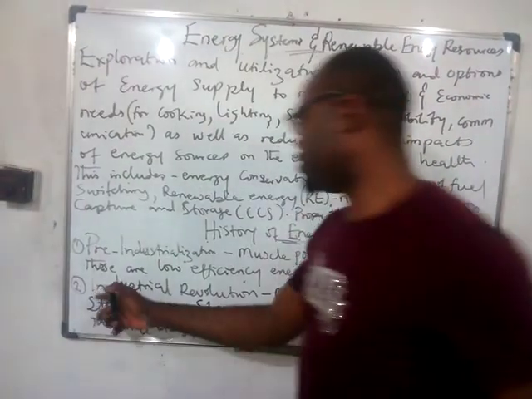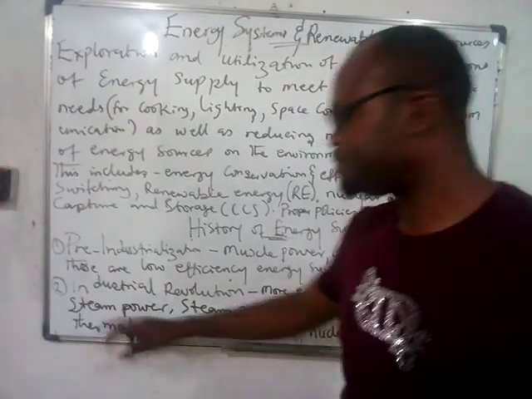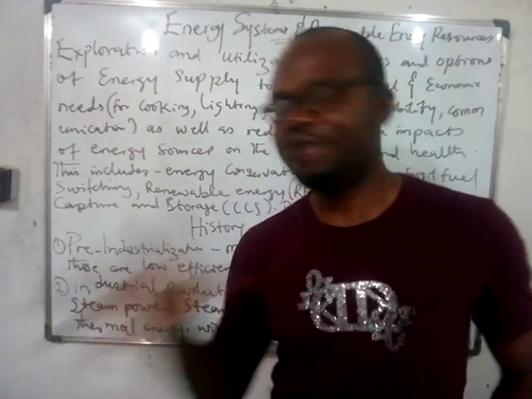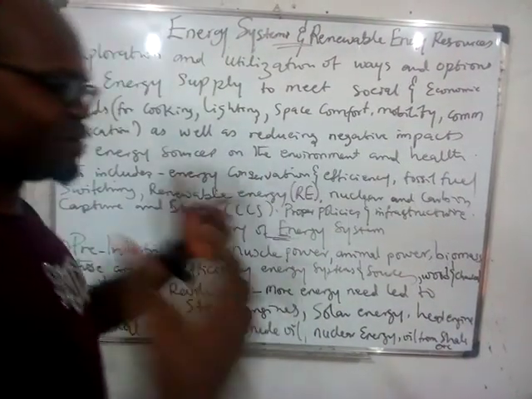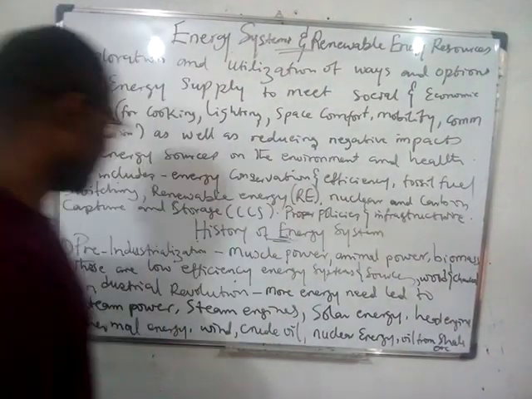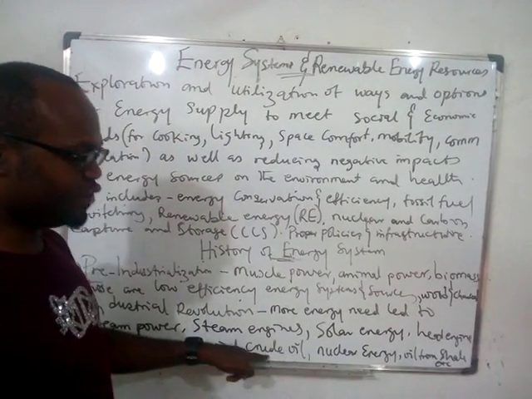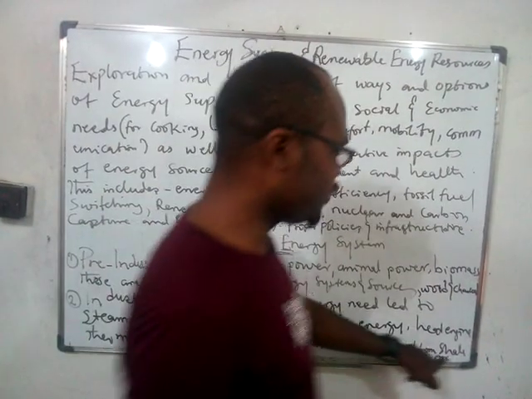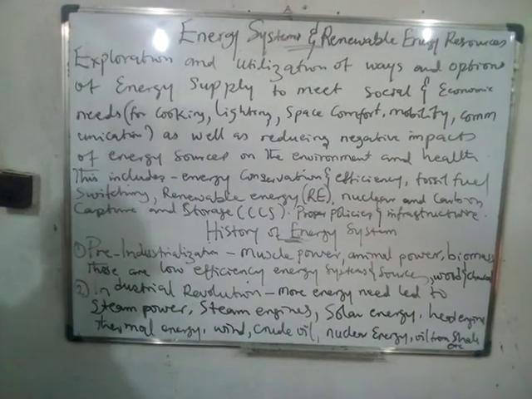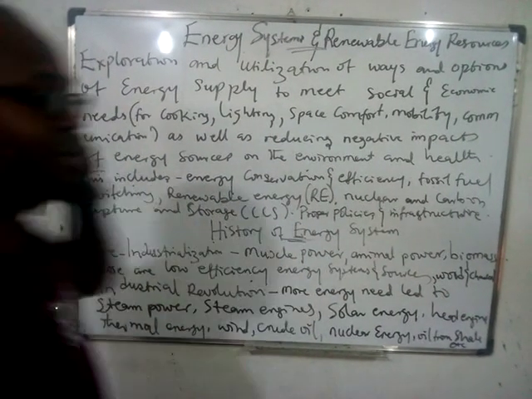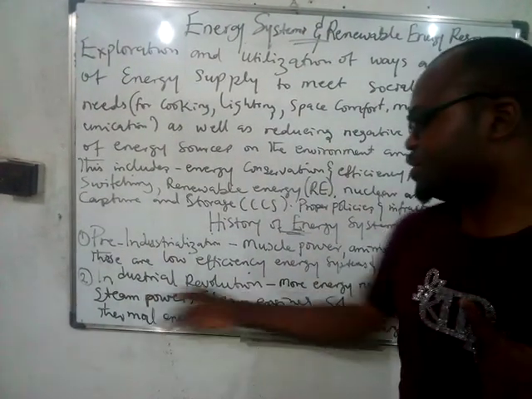Then we'll talk about the industrial revolution, when we started using mostly steam power, the energy derived from heating water or heating fluids. And we'll talk about the steam engines. Later we started utilizing solar energy, the heat engine, thermal energy, wind energy, the energy from crude oil or fossil fuel, nuclear energy, and oil from shale and other sources. So whenever you want to talk about the history of energy systems, you have to talk first about the pre-industrial era, and then you talk about the industrial revolution.